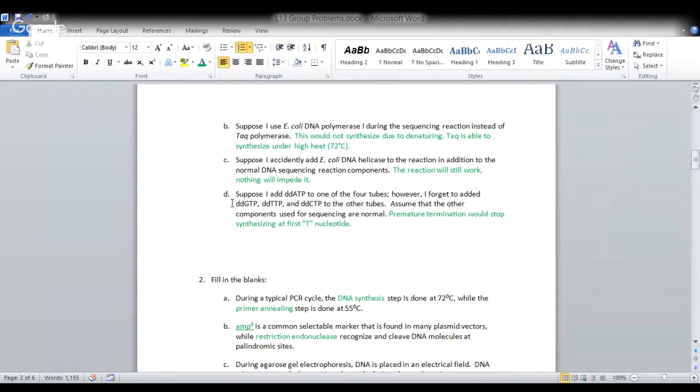D, suppose I add ddATP to one of the 4 tubes. However, I forget to add the other 3, ddGTP, ddTTP, and ddCTP to the other tubes. Assume that the other components used for sequencing are normal. So basically, complementary to ATP would be TTP. And so we know that there would be a premature termination at the first T nucleotide.